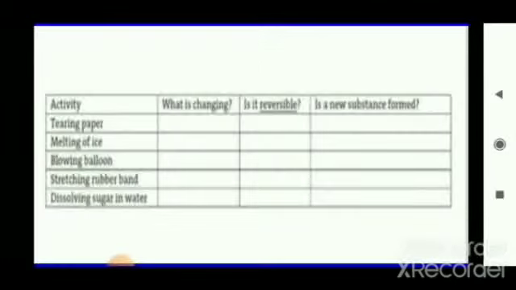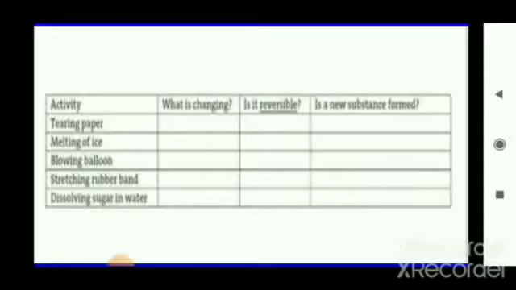This is your table. Class, pause the video and draw this table in your notebook. Okay? Pause the video firstly. Draw this table. In this table, you have to draw 4 columns. In the first column, note down activity. In the second column, you have to write what is changing. In the third column, is it reversible? And in the fourth column, is a new substance formed?